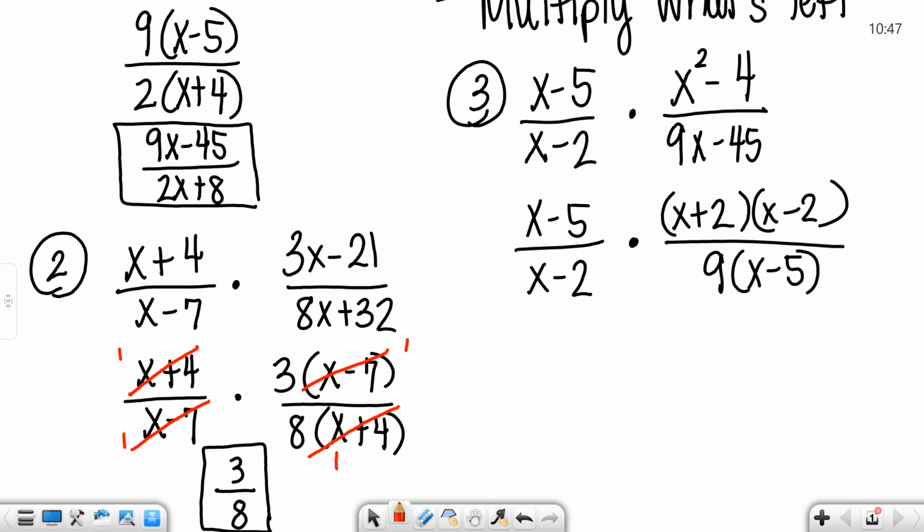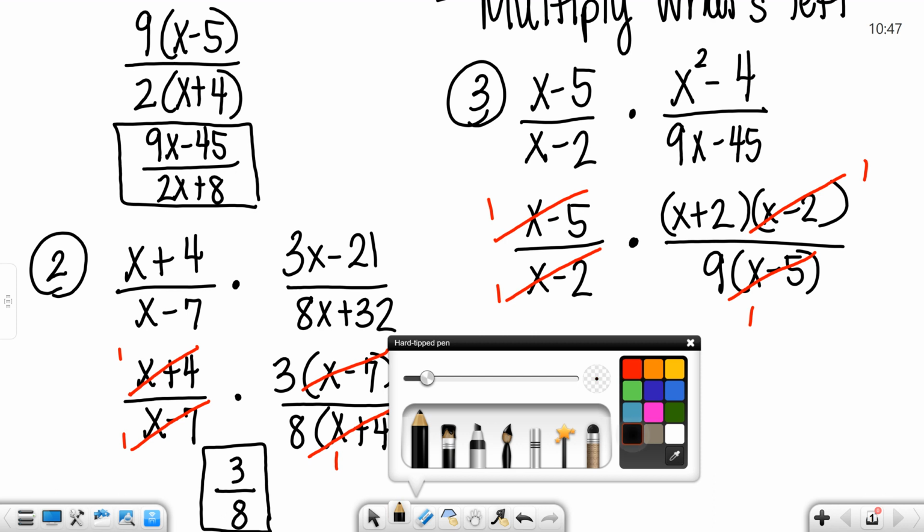Okay, once we get everything factored, we divide by any common factors. Okay, x minus 5 and x minus 5. As long as one's in the numerator, one's in the denominator, they divide to give me 1. X minus 2 and x minus 2, that divides to give me 1.